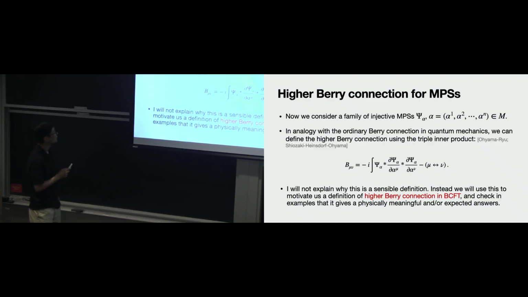Okay. So finally, now let's try to define the higher Berry connection. We consider a family of matrix product states. Here, injective means it's a unique ground state of a gapped Hamiltonian, so no level crossing. Again, it is parameterized by this set of parameters inside parameter space M. Now, we can use this triple inner product to define the higher Berry connection B mu as follows. It's very similar to the usual definition of Berry connection in quantum mechanics. I'm taking the inner product of three nearby matrix product states, or I'm taking this particular derivative and then anti-symmetrizing in these indices. And I should say this is not how it was defined in the original papers. I'm slightly improvising. But this is the version that we are going to use in the context of boundary conformal field theory.